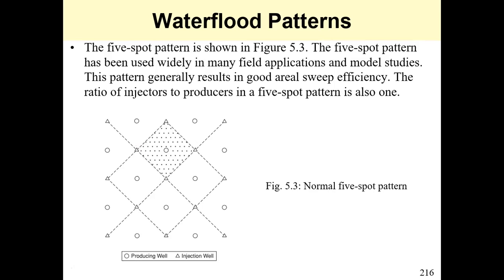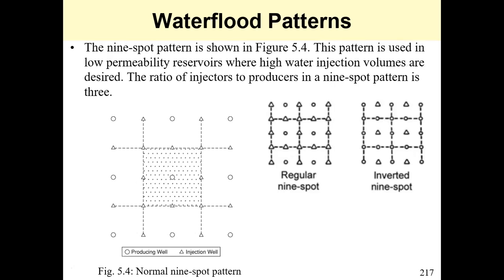I think that should be 4:1. And this is a 9-spot pattern. This is widely used for low permeability reservoirs. Here you see for 9-spot you have 8 injectors to 1 producer, at least per pattern, and that's the whole idea.